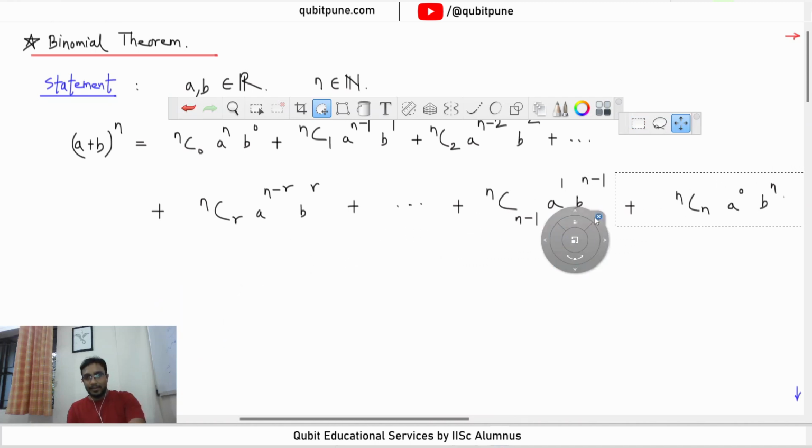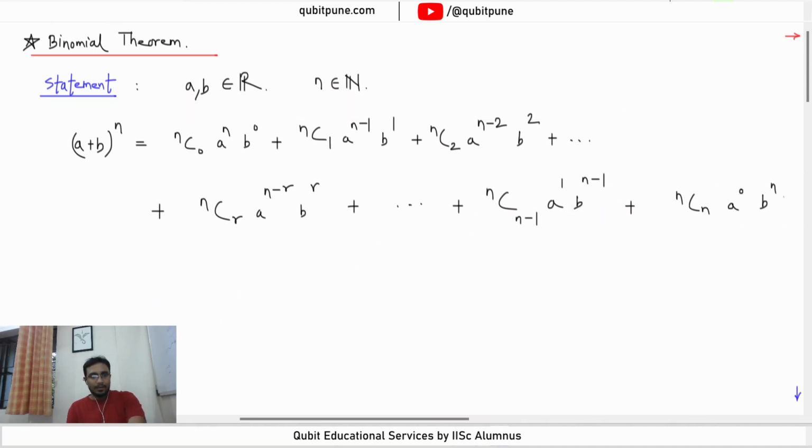Okay. Now, just make it more complete. Let us write down what NCR is: n factorial upon r factorial into n minus r factorial. Sometimes in some books it is written without the horizontal line between n and r, so it is not a fraction, but that is still the combination NCR.